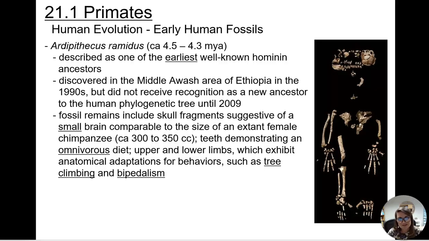They're going to have teeth that demonstrate an omnivorous diet, which means that they're going to eat both plants and meat. They have upper and lower limbs, which are going to exhibit anatomical adaptations for behavior, such as tree climbing and bipedalism.